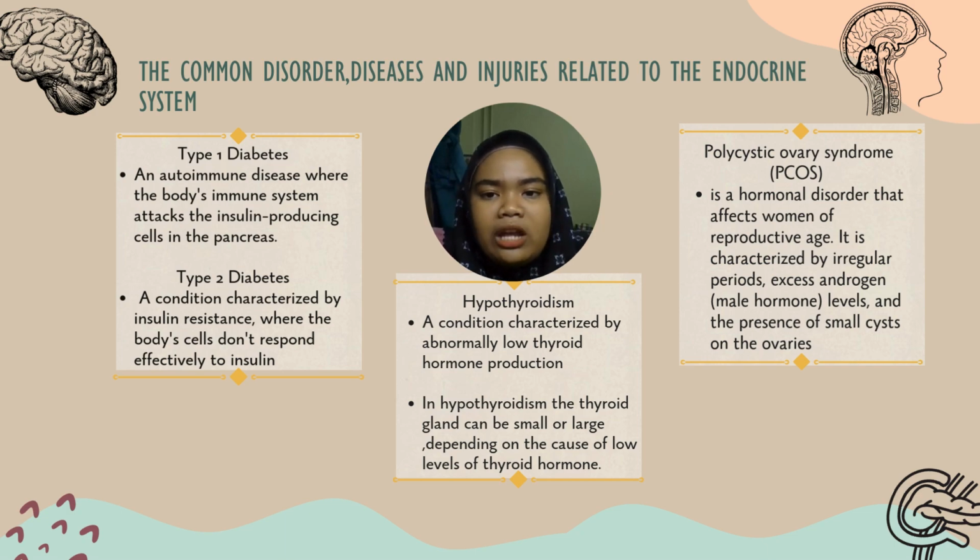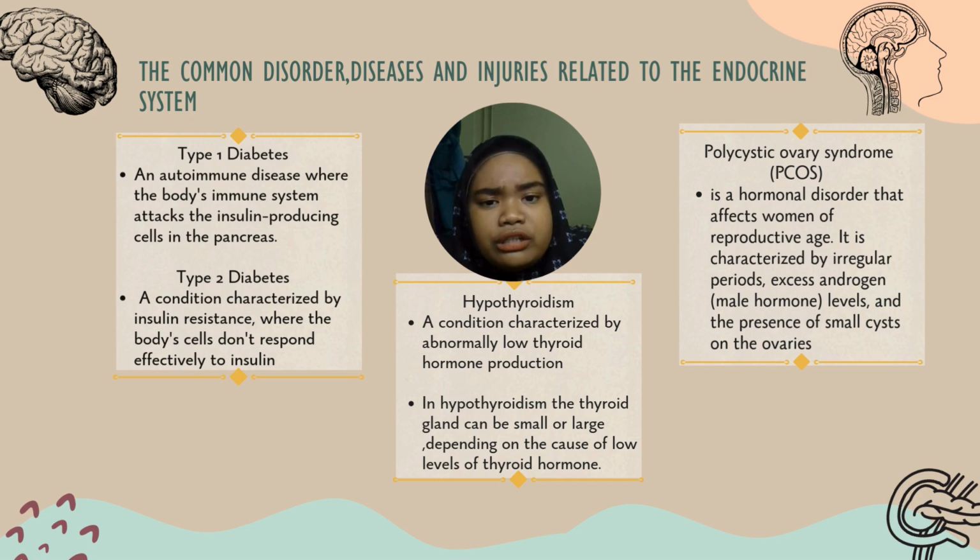Okay, now I will explain about the common disorders, diseases, and injuries related to the endocrine system. So, the first one is type 1 diabetes. What is type 1 diabetes? Okay, type 1 diabetes is an autoimmune disease where the body's immune system attacks the insulin producing cells in the pancreas. Next, type 2 diabetes is a condition characterized by insulin resistance where the body cells don't respond effectively to the insulin.